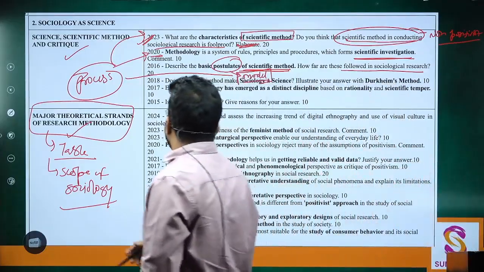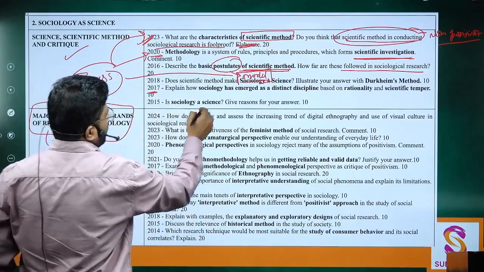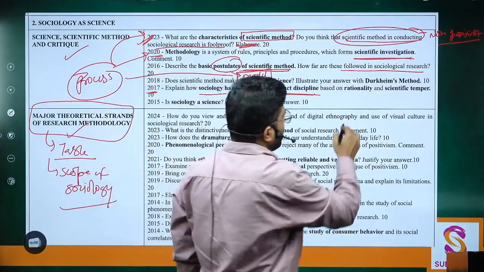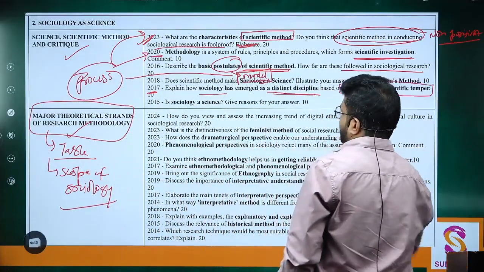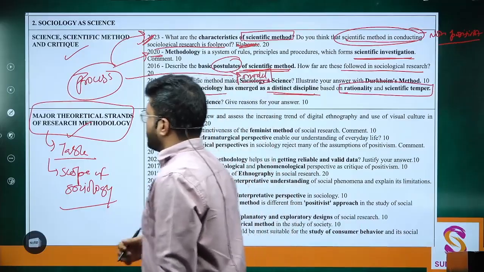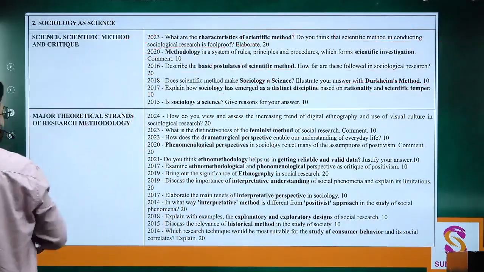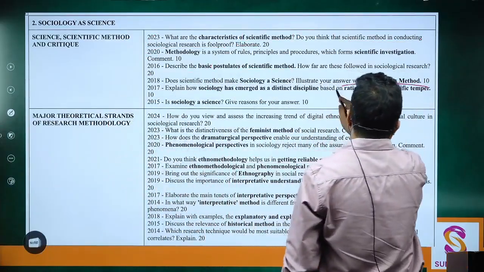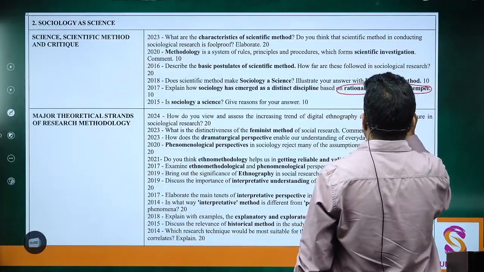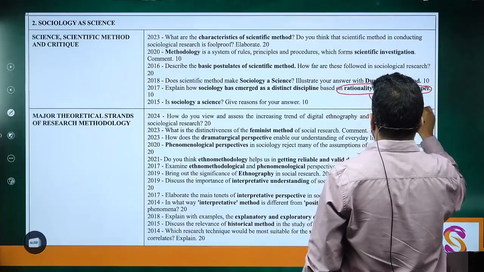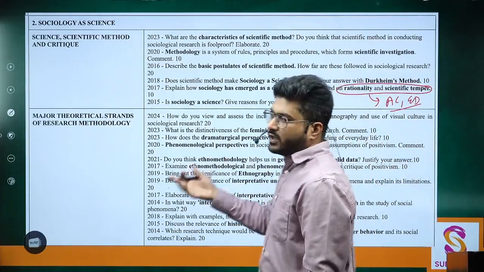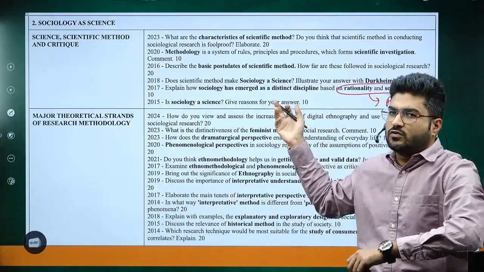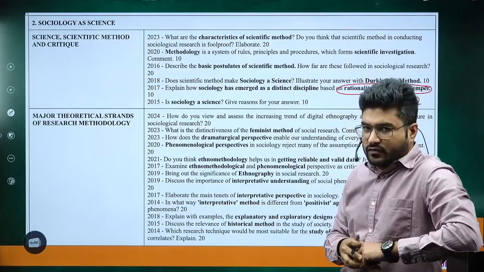Then in 2017: explain how sociology has emerged as a distinct discipline based on rationality and scientific temper. In this question of 2017, we will highlight and write about the nascent stage and the growth of sociology, where we can talk about Auguste Comte and Emile Durkheim, who thought of giving a positivist approach to sociology. Why it is called a positivist school of thought, we will also see in this lecture.